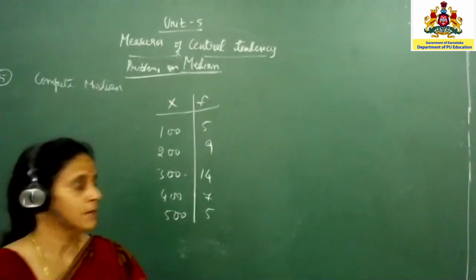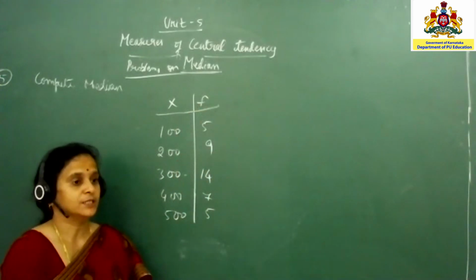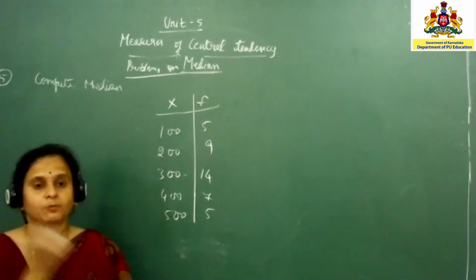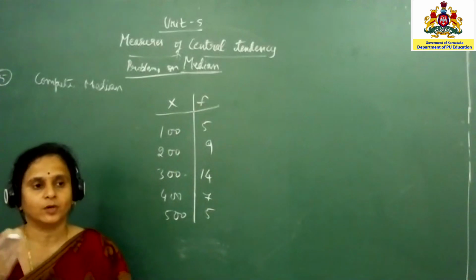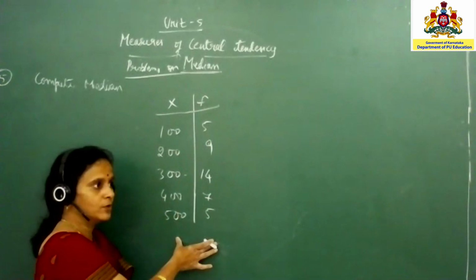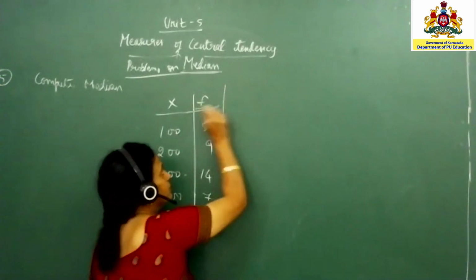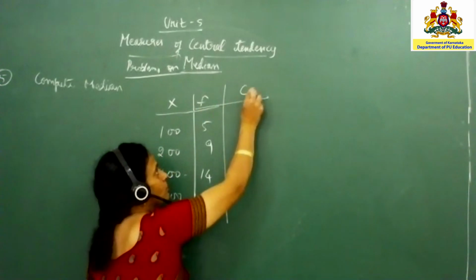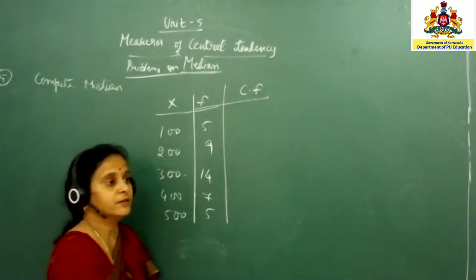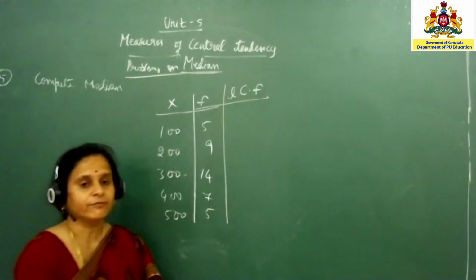Next problem. Compute median. X and F are given. So it's a frequency distribution. The previous 3 problems were raw data without any frequencies. So when we have it like this, this is the given problem. To start with the solution, continue with this table by taking the cumulative frequencies. You can call it cumulative frequencies or less than cumulative frequencies.